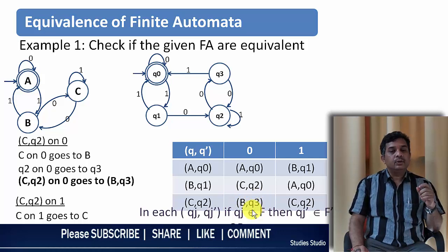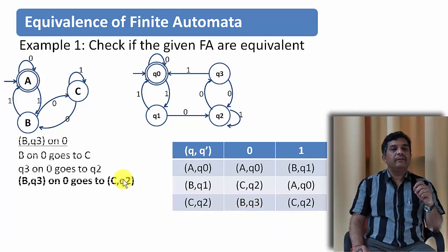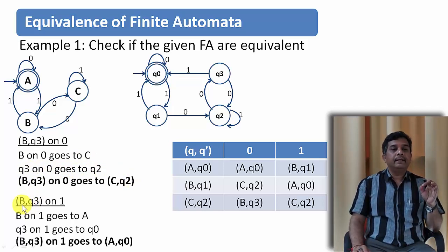And here you can see BQ3 is a new state that appeared. So we'll find BQ3 on 0. B on 0 goes to C. Q3 on 0 goes to Q2. So I can write BQ3 on 0 goes to CQ2. BQ3 on 1. So B on 1 goes to A and Q3 on 1 goes to Q0. So BQ3 on 1 goes to AQ0. So write it in the table.